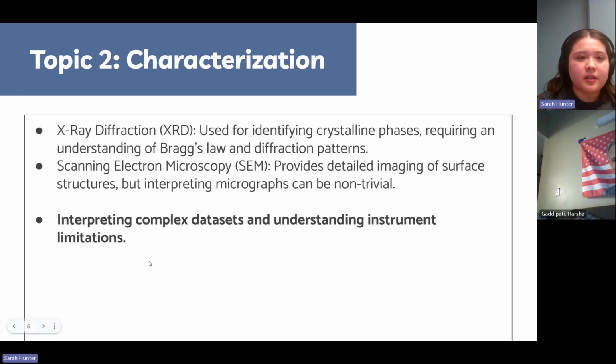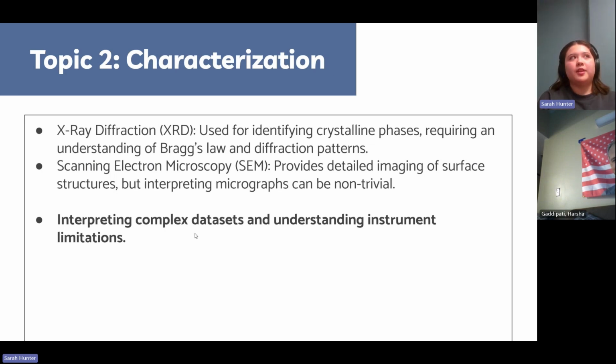Our next topic that I'm going to go over is characterization. This one is letter C on the rule sheet. Basically, it's a lot of interpretation in this one. The first bullet point says X-ray diffraction. This is used for identifying crystalline phases, requiring understanding of Bragg diffraction patterns. These are basically just methods of interpreting data. Scanning electron microscopy is also another one on the rule sheet, which provides detailed imaging of surface structure, for interpreting microscopy measurements.